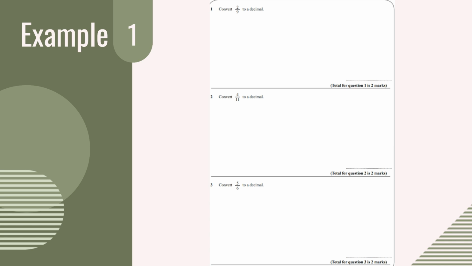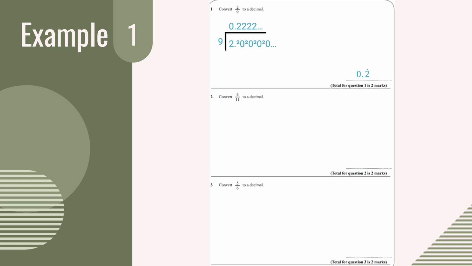So, with our first question, we're asked to convert 2/9 to a decimal. And as I said before, if we're going from a fraction to a decimal, we simply use short division. So, if we do 2 divided by 9 with our bus stop method of short division, we get 0.22222 carrying on forever, meaning our answer would be 0.2 recurring as a decimal.